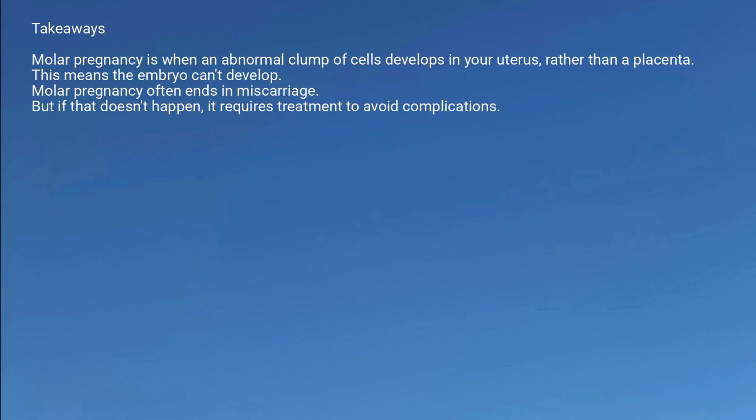Takeaways. Molar pregnancy is when an abnormal clump of cells develops in your uterus rather than a placenta. This means the embryo can't develop. Molar pregnancy often ends in miscarriage, but if that doesn't happen, it requires treatment to avoid complications.